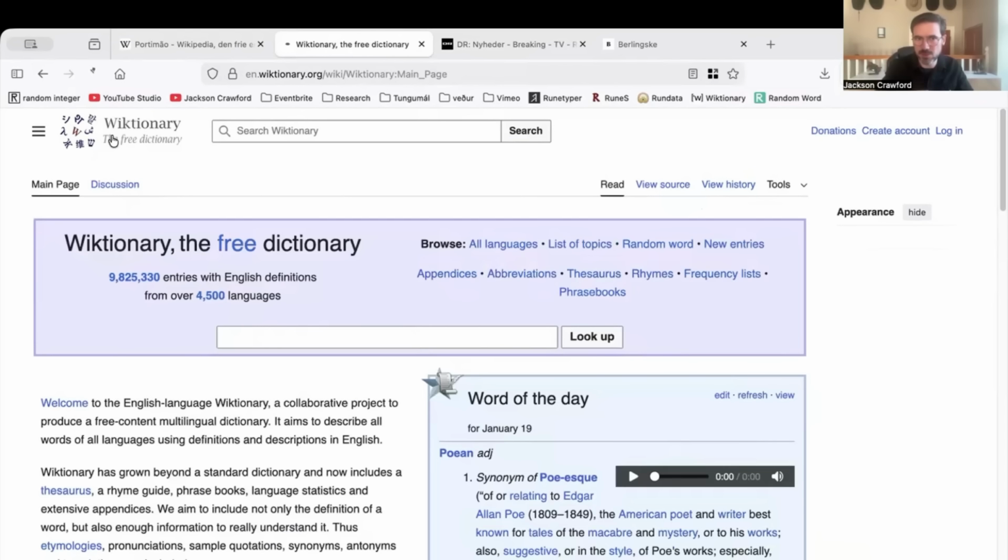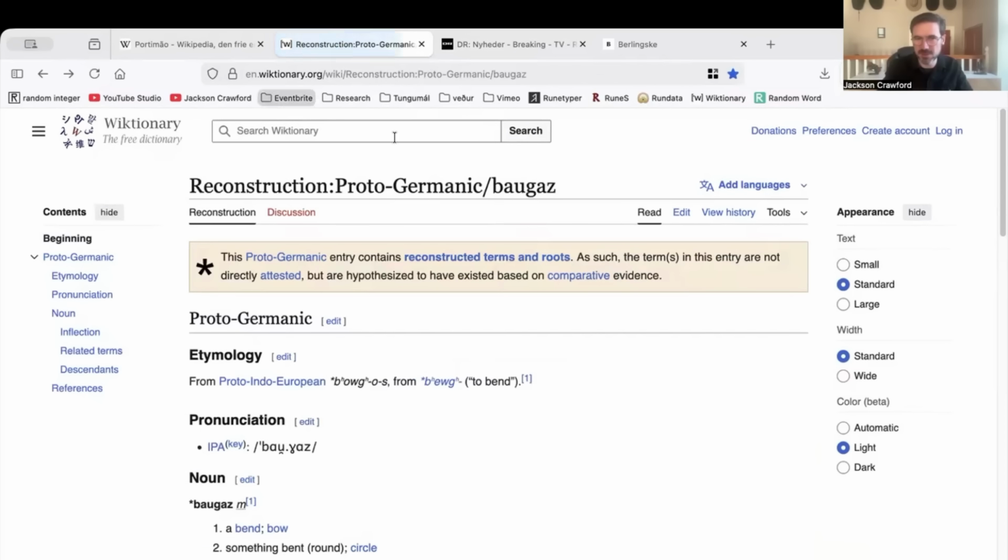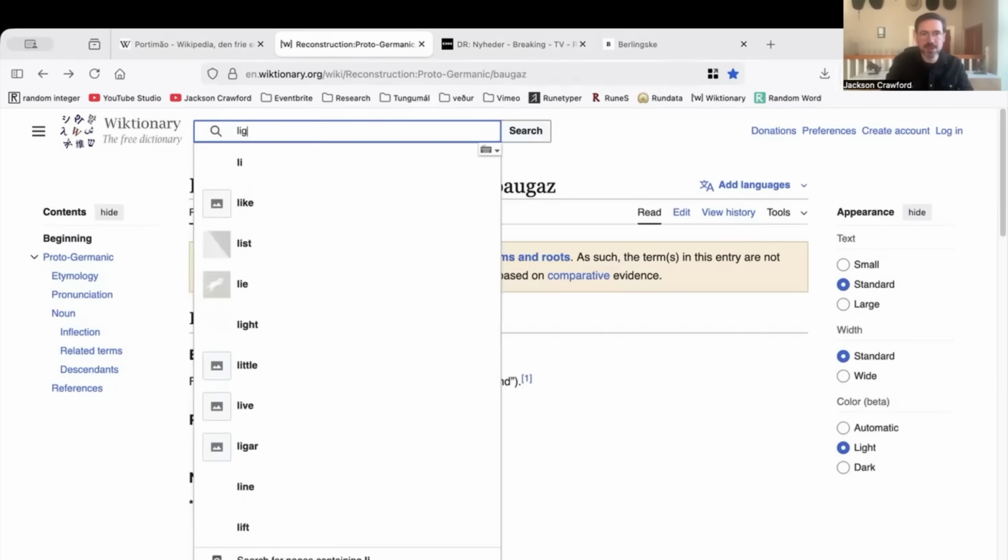But if you just go to the home page, it seems like for whatever reason you can only look up English words if you're using English Wiktionary. You want to be able to search all languages. So bookmark, like I have for whatever reason, 25 years ago, I'm sure it's not that long, I bookmarked Proto-Germanic Bauhaus, and that's just my starting point. But okay, I'm gonna look this up.